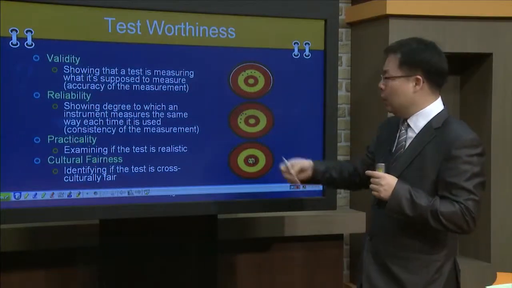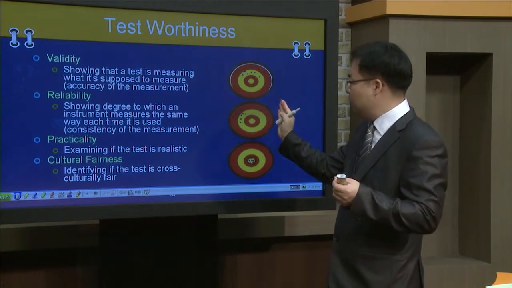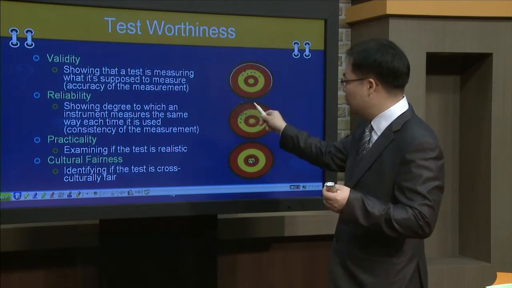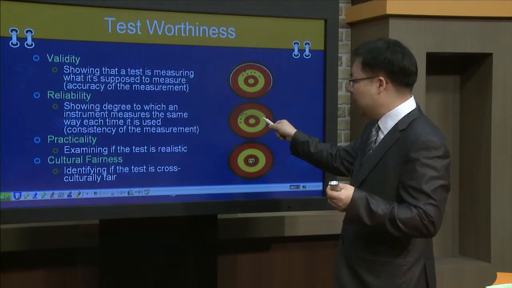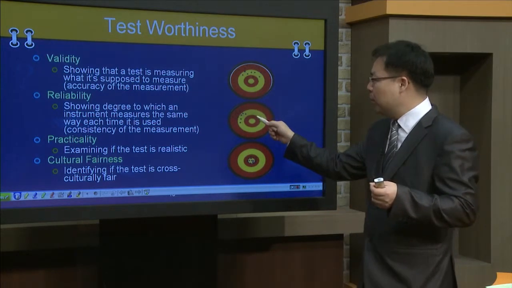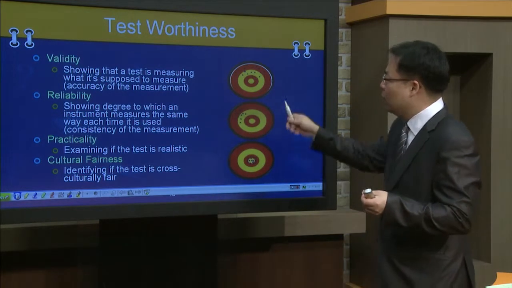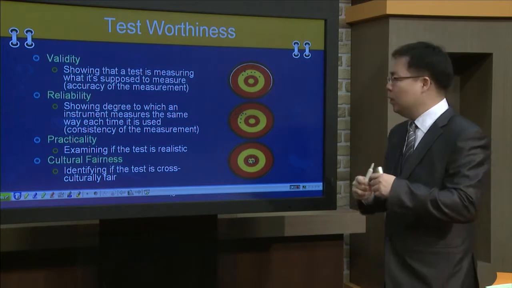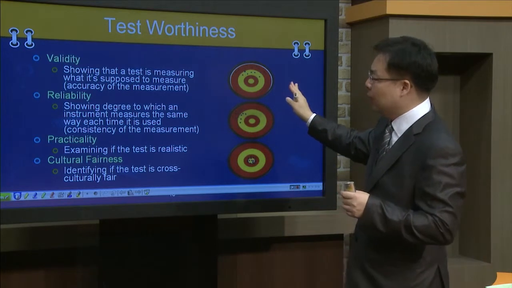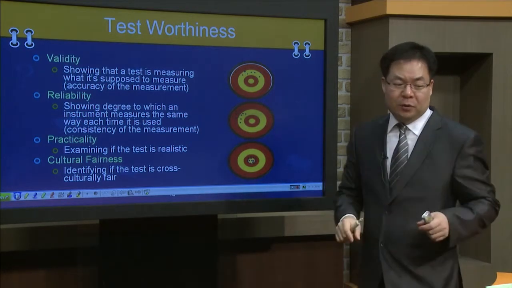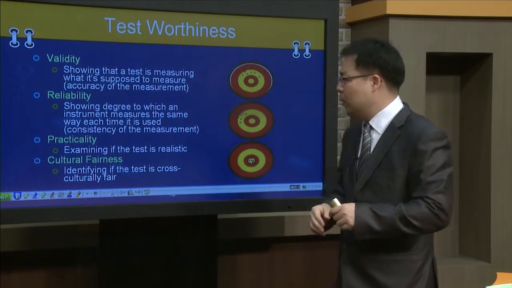However, here, it didn't really hit what it's supposed to target, but it is pretty consistent. They are all on the same spot here. So this picture shows the validity is not high, but reliability is pretty high because it is focused on a certain spot and shows consistency. But the first one doesn't hit the center, and it also doesn't show consistency. So this is low validity and low reliability. Sometimes these pictures are used to illustrate the concepts of validity and reliability.